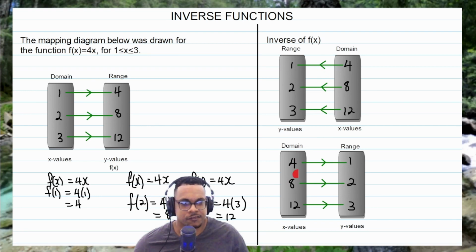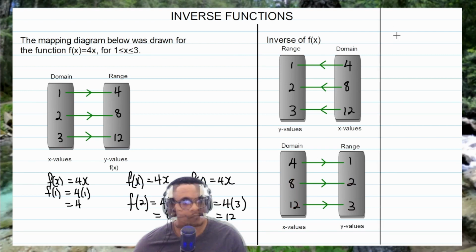So now you can compare and see the difference between the function f of x and the inverse of f of x. So now the inverse function would be a function that maps the x value 4 to the y value 1, and maps the x value 8 to the y value 2. Now the function that will do that will be dividing x by 4. So 4 divided by 4 is 1, 8 divided by 4 is 2, and 12 divided by 4 is 3.